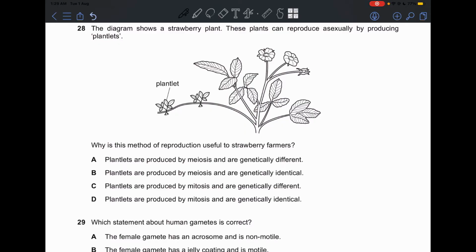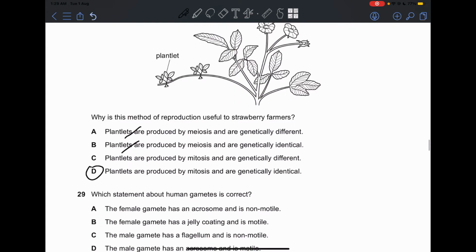Of course, anything that reproduces asexually, it is actually mitosis and not meiosis. So we're not going to be choosing A or B right now. We're going to be choosing between C and D because it is mitosis. Plantlets are produced by mitosis and are genetically different. Of course, this is an incorrect statement because they are genetically identical. So our answer is going to be D.